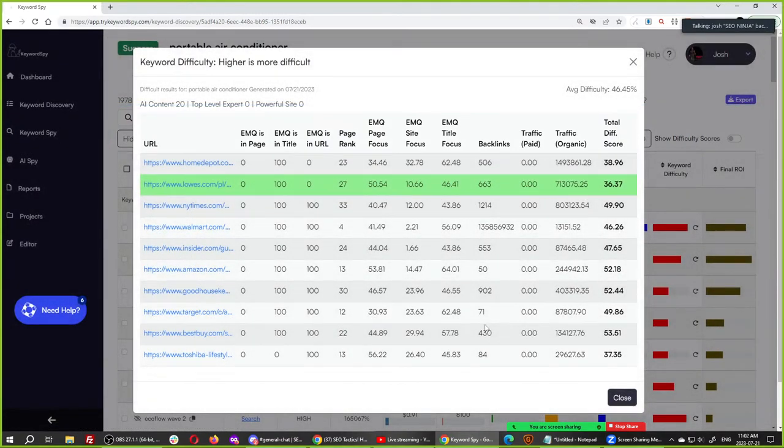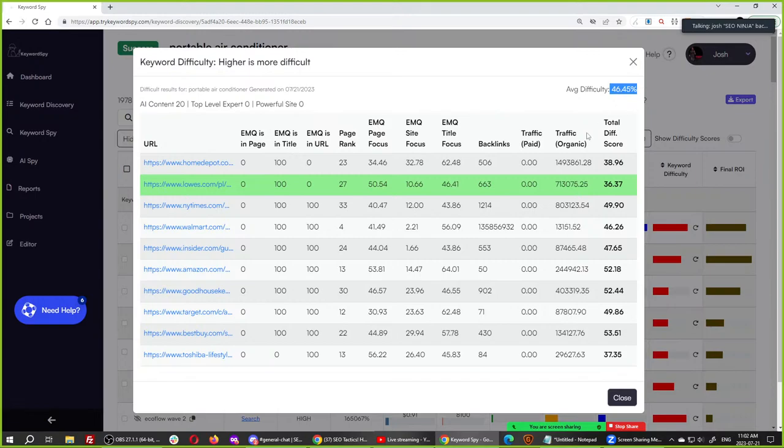Okay, so look at all the data we have here. Look at this. Oh, this is so good, Greg. Look at this. Okay, we also are modifying it by 20% because you said we're making it 20% harder because you said you'd use AI content. You said you're not a top level expert and you said you don't have a powerful site, which I think is good and honest. This number would have been a bit more misleading. Right now you can double this and presume you're going to end up on page 10 for portable air conditioners.